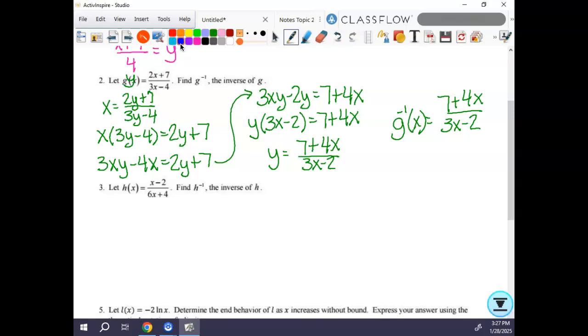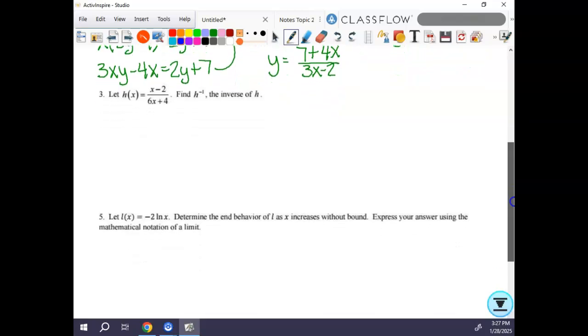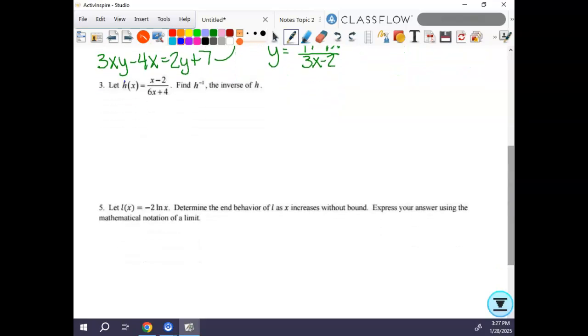Okay. Number 3. Make that into y. So if you totally just copied down what I did because you had no idea what to do, make sure you pause this and actually try and do this one on your own. So x is equal to (y minus 2) over (6y plus 4).